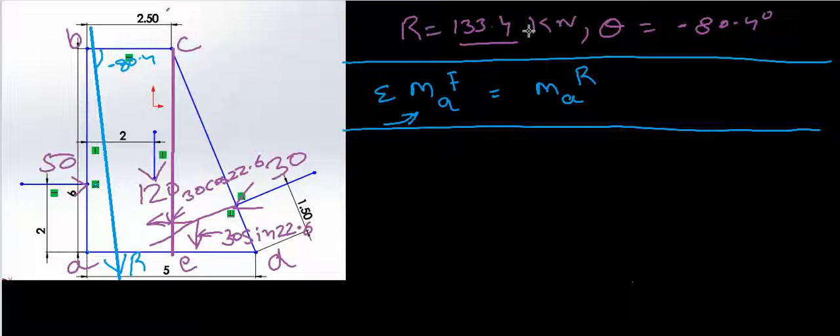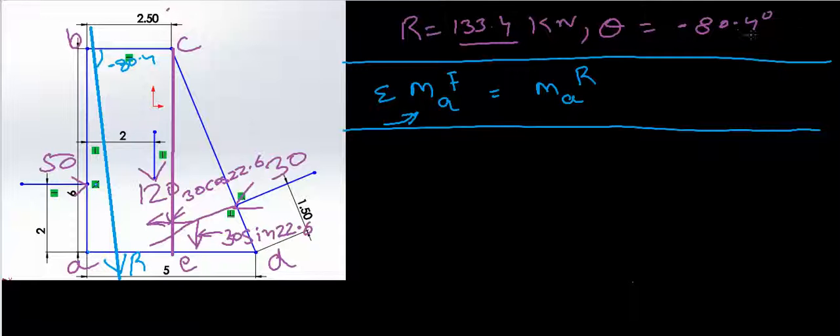Hey, hi. So in the last video we discussed that my resultant force will be negative 180 degrees with respect to x axis, and so this is my resultant force which is making negative 80.4 degrees with respect to x axis, and this resultant force R is equal to 133.4 kilonewtons, which we discussed in the last video.